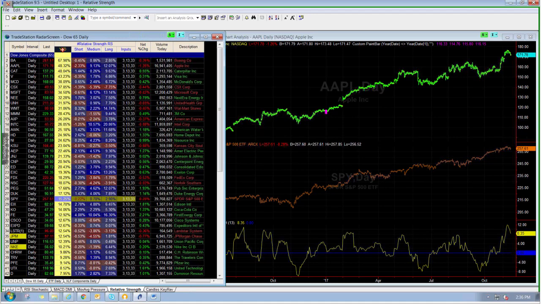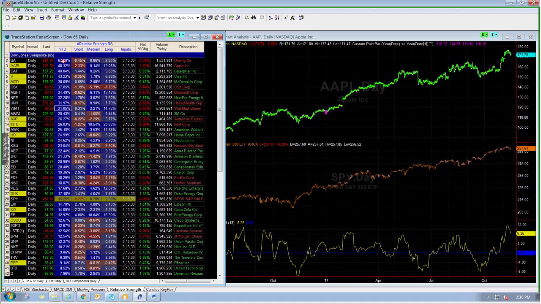If I double click again, I can see those symbols that have performed the best year to date. So here we have Boeing and Apple, of course, Caterpillar. We can very easily, quickly see what symbols are overperforming and underperforming.